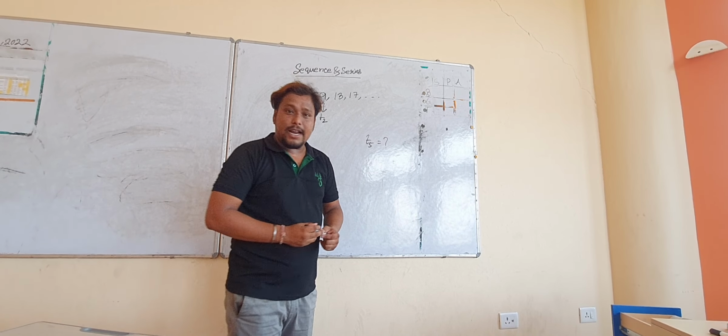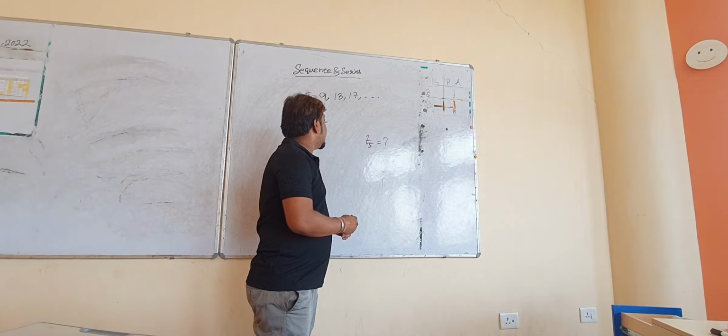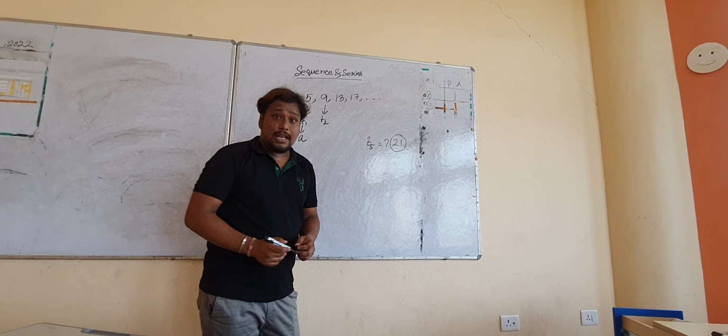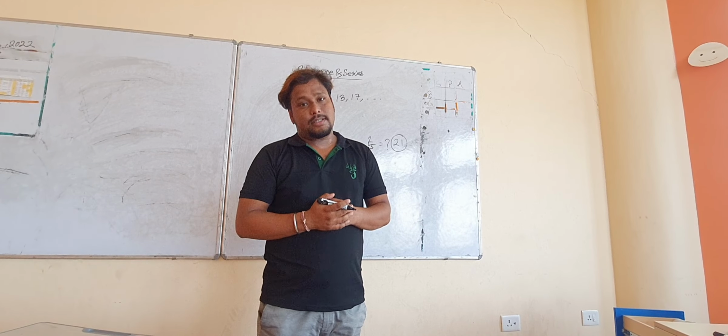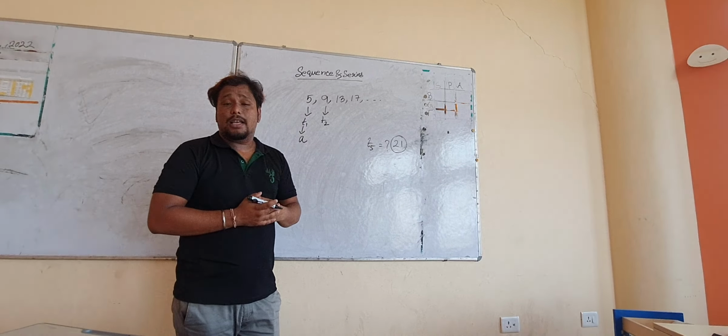Yes, you are absolutely correct. Easily we can find it by saying that the fifth term will be 21. What will be the sixth term? The sixth term will definitely be 25.